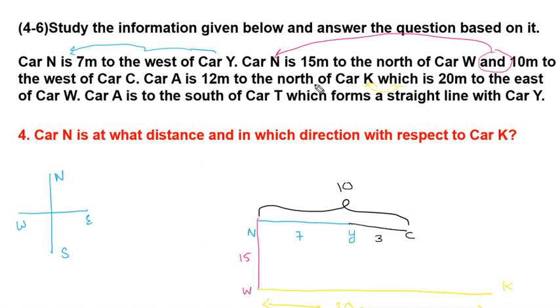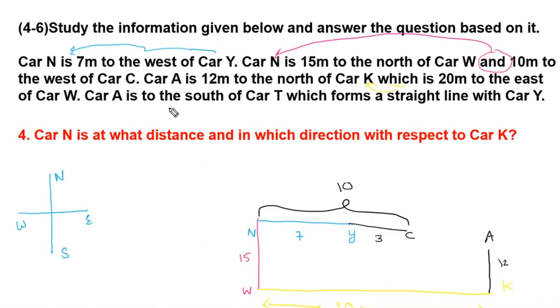Car A is 12 meter north of car K. Okay, change the color. So to the north of K, let me take the eraser. To the north of K, A is present at a distance of 12 meter. Okay, fine. Then continue.